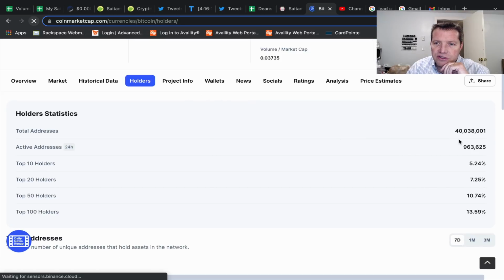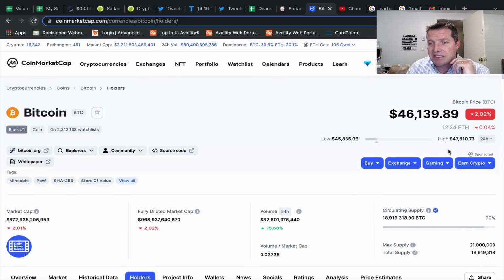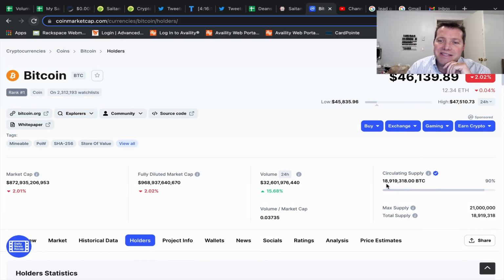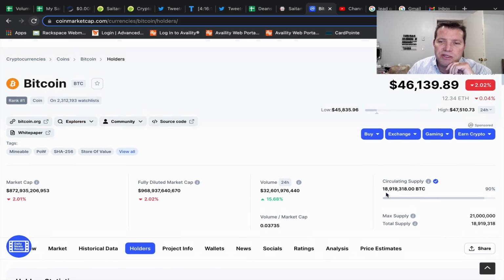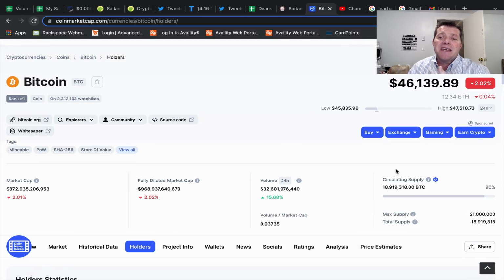So we'll just go to their holders. You can see 40 million total addresses. This is actually showing only 963,000 active addresses. But the bottom line is there are tons of people who own this through centralized exchanges, which aren't even counted into the holder count. I've had Bitcoin as little as $10 worth.